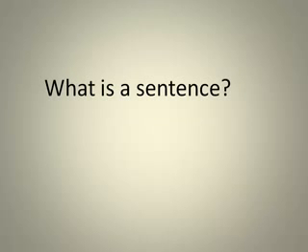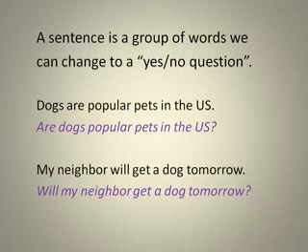The first thing we need to answer, though, is what is a sentence. We have to agree on our vocabulary. A sentence is a group of words we can change to a yes or no question. For example, dogs are popular pets in the U.S. Are dogs popular pets in the U.S.? It's a good yes or no question. It means it's a sentence. My neighbor will get a dog tomorrow. Will my neighbor get a dog tomorrow? Again, we have a good sentence because we were able to change it to a yes or no question.